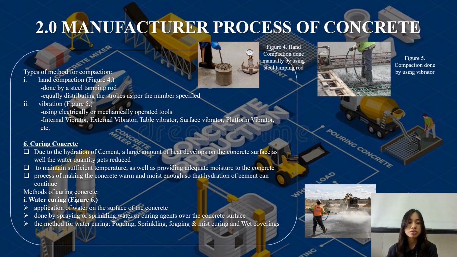There are methods of curing concrete. The first one is water curing. It needs the application of water on the surface of the concrete. It should be done by spraying or sprinkling water or a curing agent over the concrete surface. The methods of water curing are ponding, sprinkling, fogging and mist curing, and wet covering.